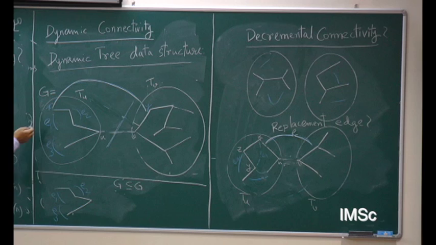Now you assign a level to each edge. The level of an edge will denote whether it belongs to G or it belongs to G prime. Right now we have only two levels, okay?